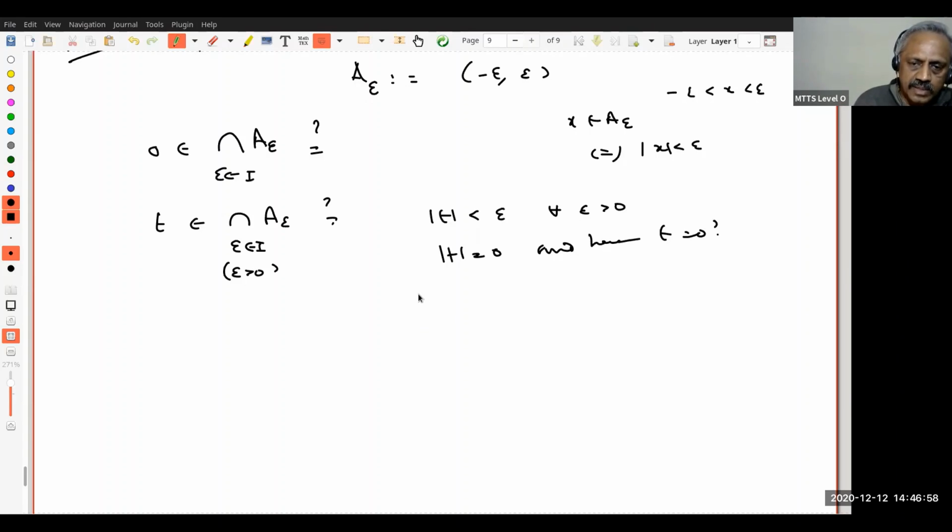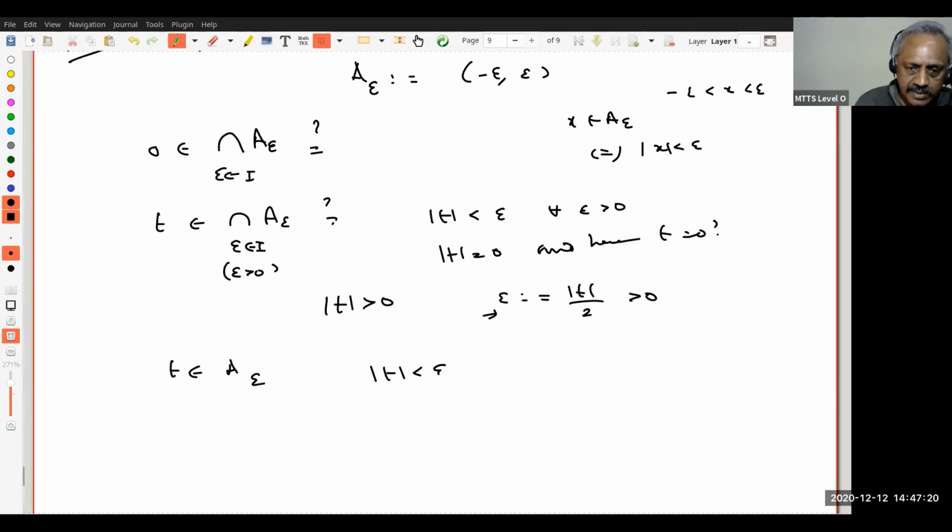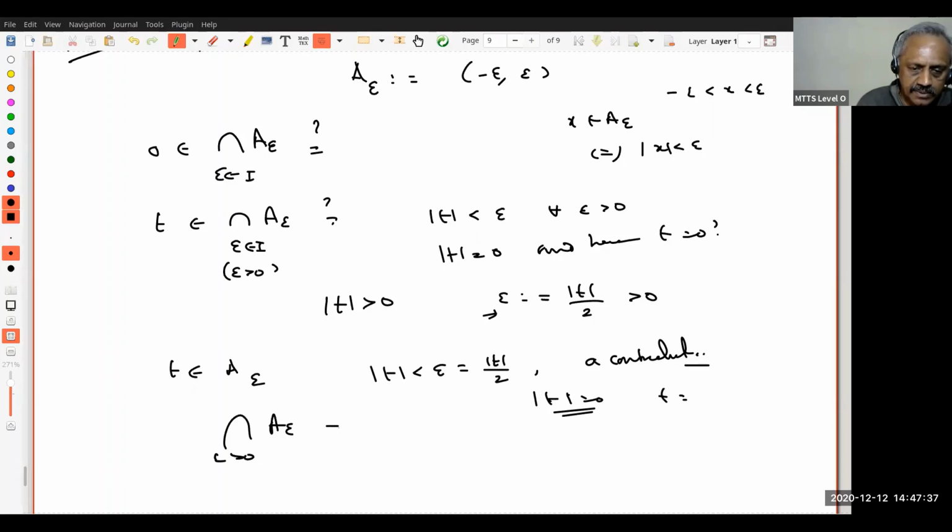Now, let us suppose mod t is positive. Therefore, if I take epsilon equal to mod t by 2, this is also positive. And according to me, t is in this particular A epsilon, where epsilon is like this. So what does that mean? Mod t should be less than epsilon. But what is epsilon? Mod t by 2. That's a contradiction. Hence, we conclude mod t must be 0, that is t is 0. Therefore, the intersection of A epsilon, epsilon positive, is the singleton {0}.